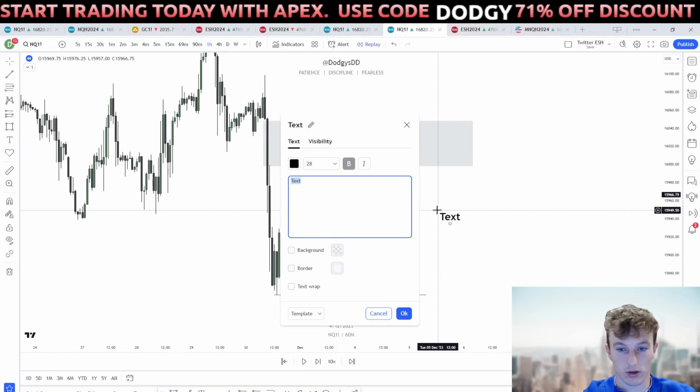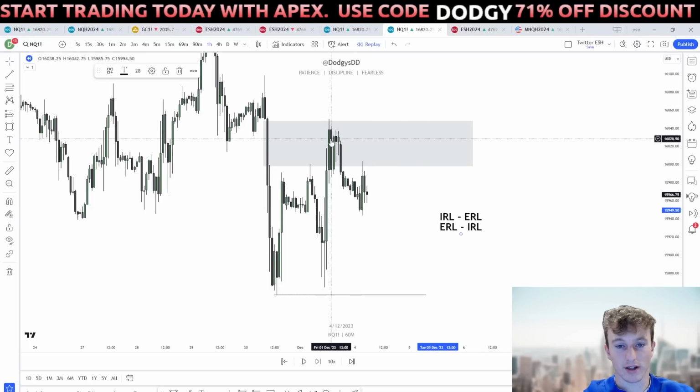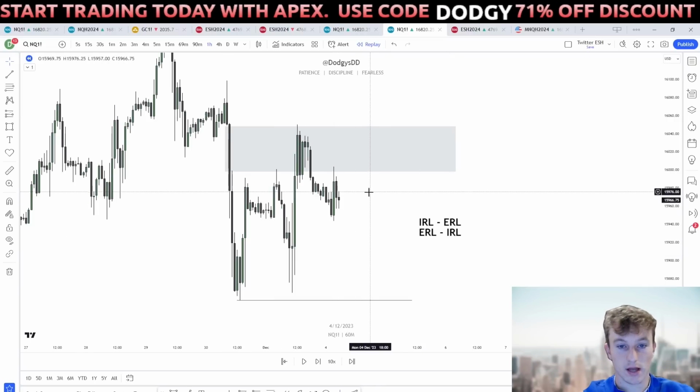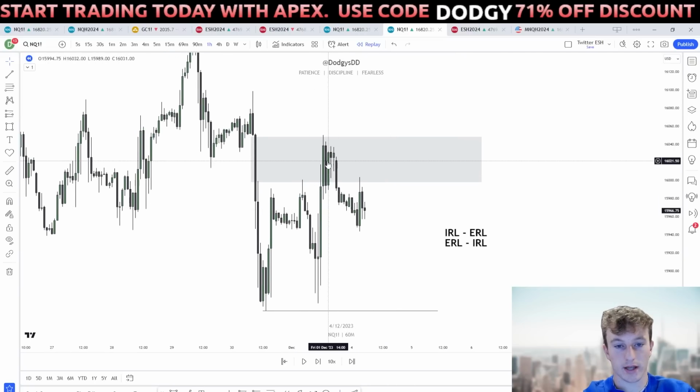It should head to external range liquidity, because we know the market moves from IRL to ERL, and we know the market moves from ERL to IRL. Because we're rejecting off of IRL here, it should move to the ERL here. Do you understand that? So I'm not trying to be the hero and guessing we're going to reject this. I'm just waiting for a reaction on this.